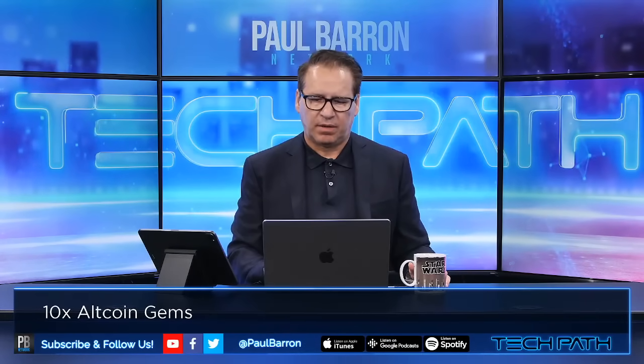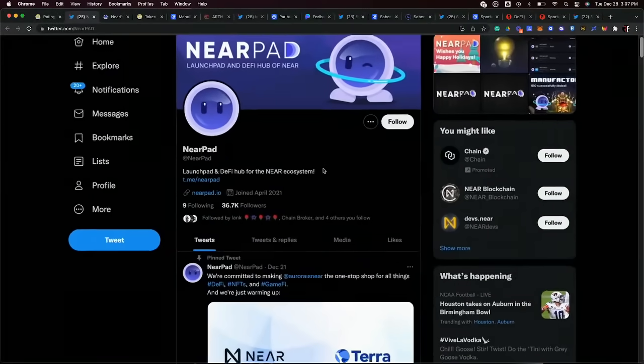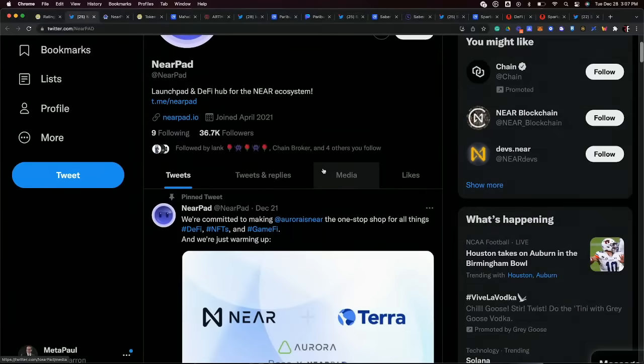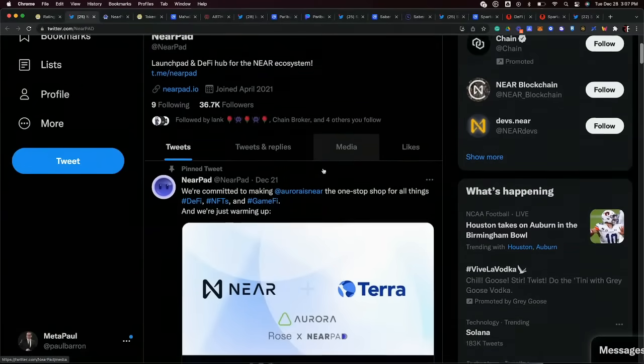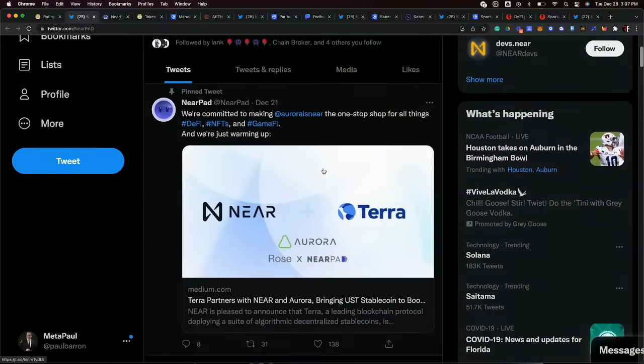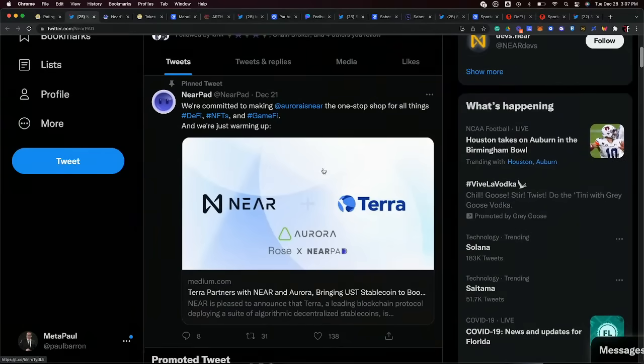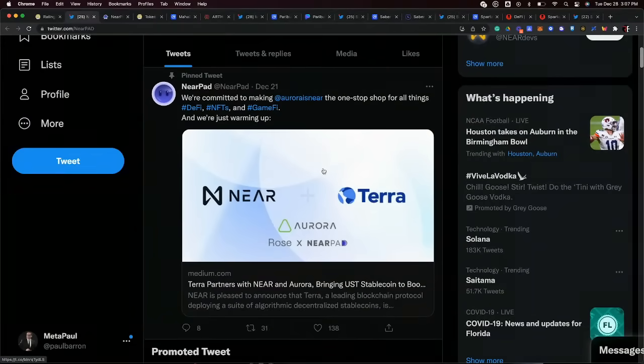I want to jump over to Nearpad on their Twitter. This is the other thing I'll do, is just take a look at how well they're doing on social media. And usually crypto Twitter is one of the biggest ones. The first thing I noticed here was a December 21st tweet. This is a perfect example of things to understand, especially on crypto Twitter, of where the partnerships are happening. And here you've got Near Protocol, Terra, and of course Aurora and Rose. And remember, Nearpad, right here, what we're talking about.